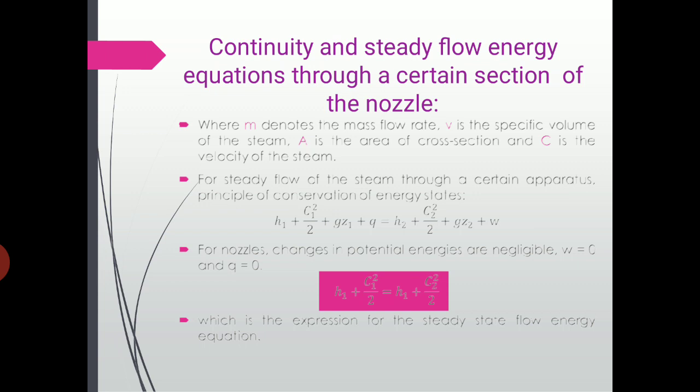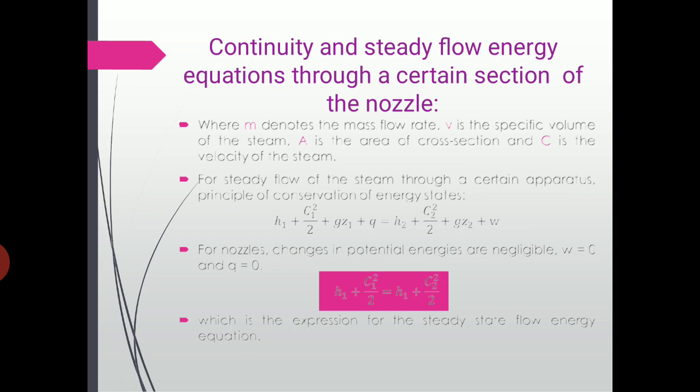The second term is C1 square by 2. C1 is the velocity of steam. In fluid mechanics we denote it as V1 square, so we can take either V1 square or C1 square. So H1 plus C1 square by 2, or V1 square by 2, plus gZ1. There is a reference datum: g indicates gravity, and Z1 indicates the datum, at what height the device is kept, plus Q.